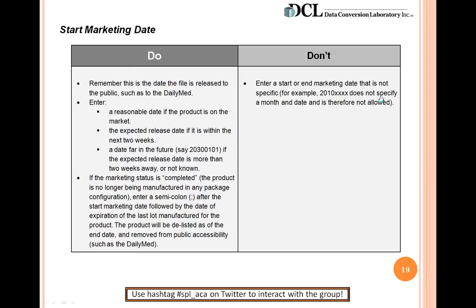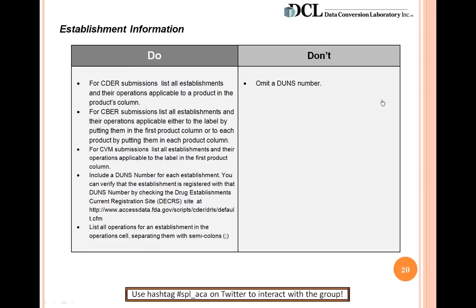Don't enter a start or end marketing date that is not specific, and again, this is really for if you're doing a real listing. The establishment information, you list all establishments. What's very new is that as of July 1st, you'll have to list these things by product. And so if it's a CEDAR submission, you have to specify. You can't just say, here are all the establishments that are involved in manufacturing any product in the label. Each establishment will have to have the products associated with it.